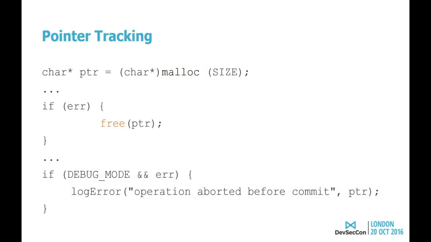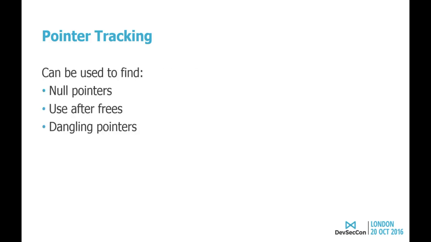Okay, that's fine. Let's see if this pointer is then used anywhere else. And lo and behold, we spot down the bottom that it is also actually used here, and as a result, there are certain conditions that can cause a memory corruption. You can use it to find null pointers, use after free, dangling pointers, a variety of issues like this.